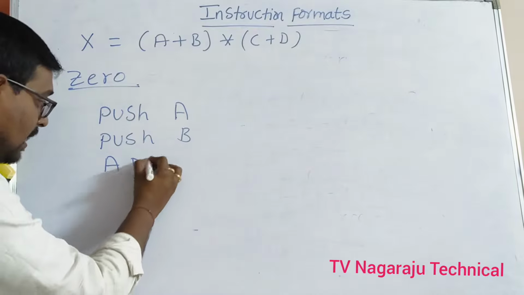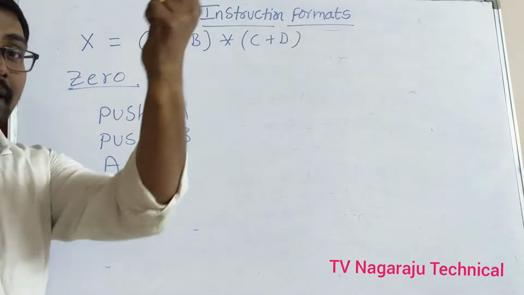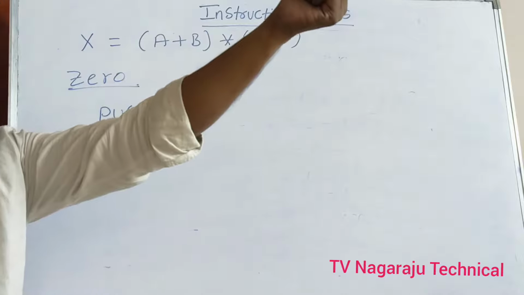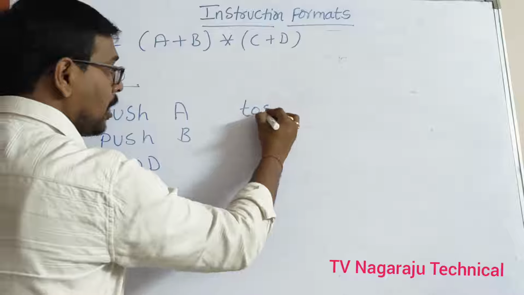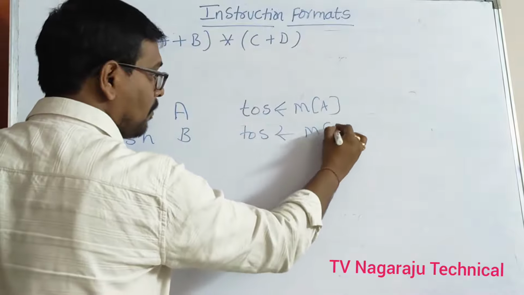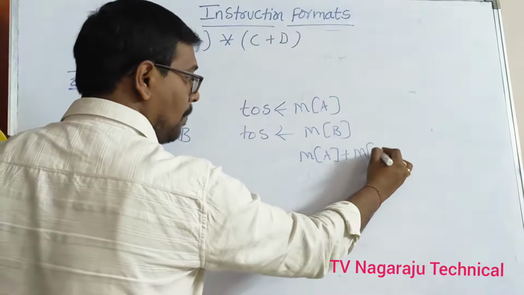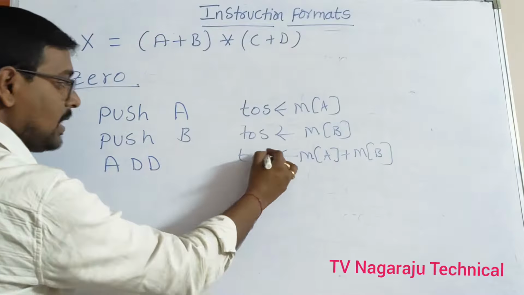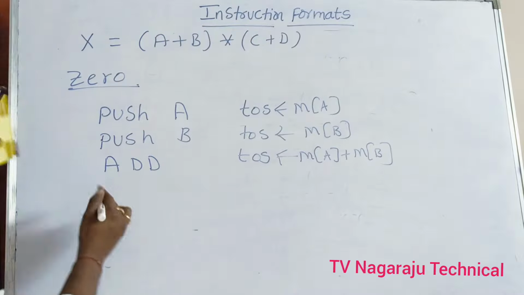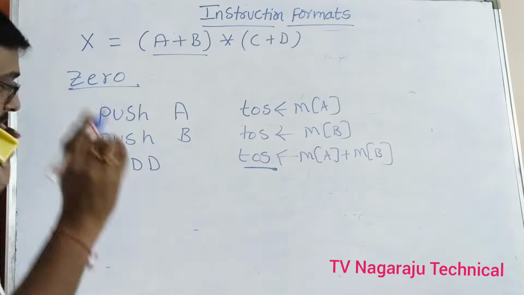Whenever you are calling add, we know the logic. What happened? It retrieves A and B, performs addition and then again places the result onto the top of the stack. Simply, the top of the stack is M of A, then M of B. Here what happened? Perform addition between the top two elements, and again the result is copied onto the top of the stack. Do the same thing for C plus D. Now what is on top of the stack? Right now the top of the stack contains this result.